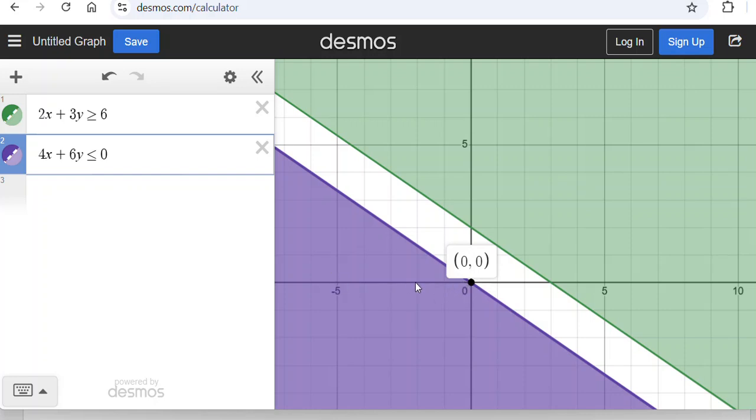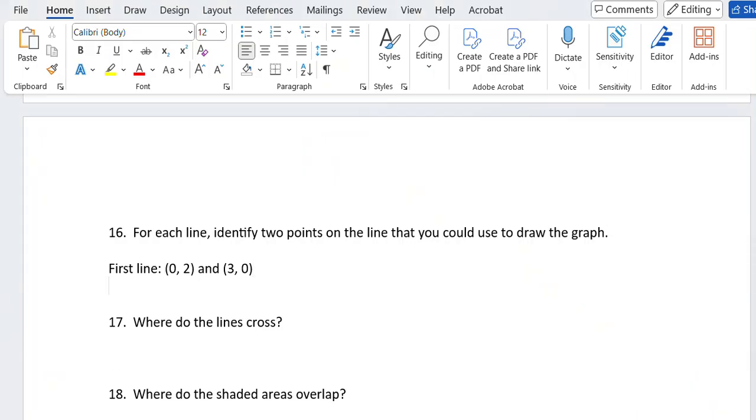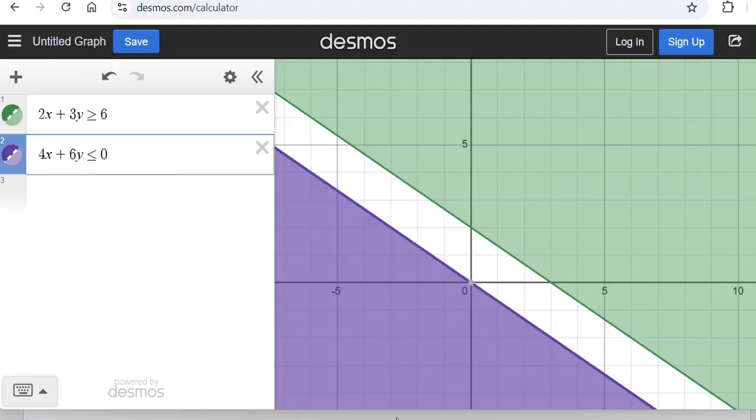So I can see that if I go over to -3 and up 2, it looks like that's an exact point on my graph, and if I can get it exactly on the point, it might show up right there. I just saw it. -3, 2 is another point. And then my other point that I was using was the 0, 0 point.